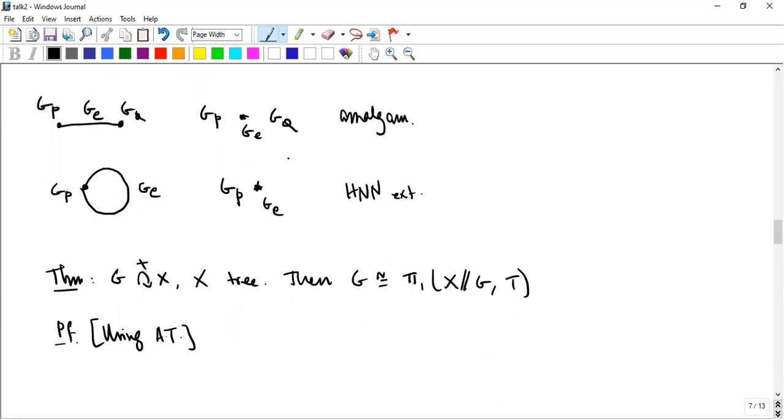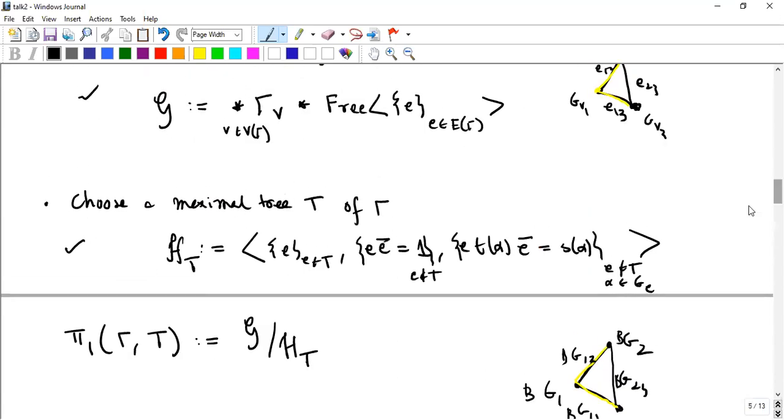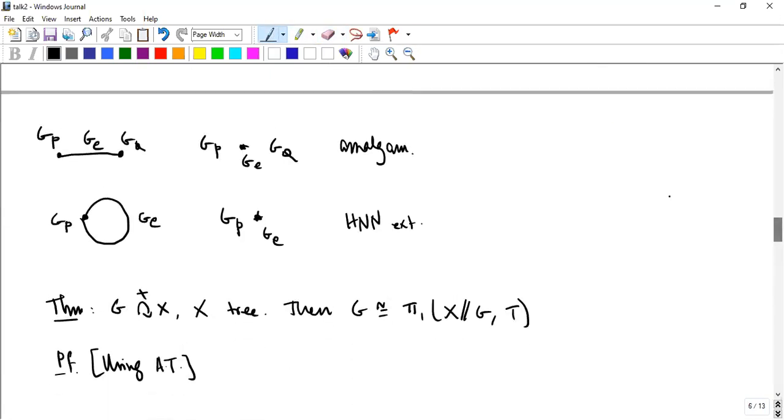So the graph of groups should be the amalgam. But why? I've defined it after choosing a tree, a maximal tree. But then I think there is some issue. The issue is simply that I shouldn't write this here. Just write this alpha in. And not even this one. So let's see, what is this amalgam?